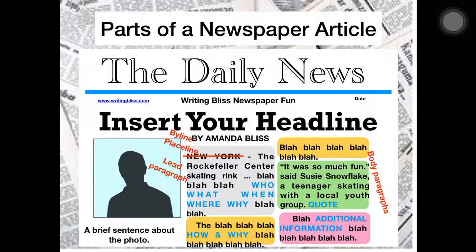Next, we have our body paragraphs. Our body paragraphs, as you can see there, one is yellow, and this body paragraph answers how and why. This gives a little bit more information about what is happening and why you're writing this article. How is it happening? Why is it happening? It's just giving a little bit more detail.